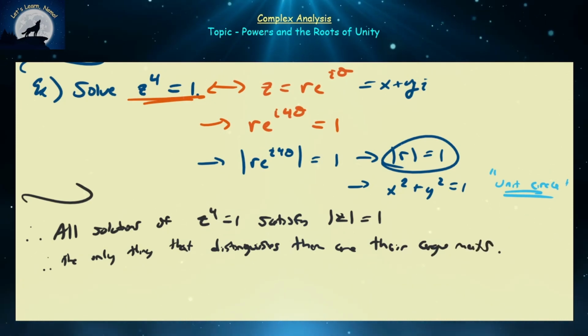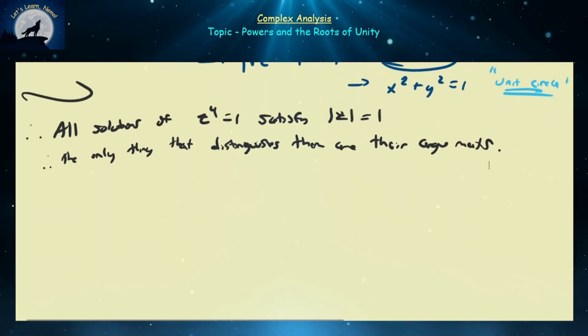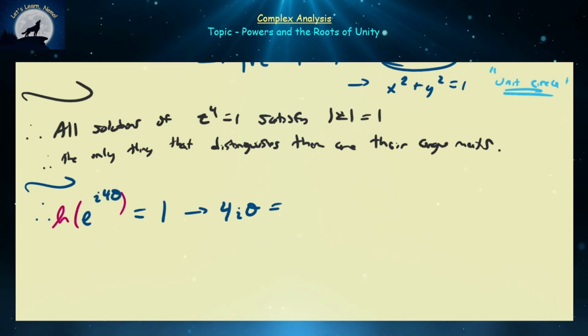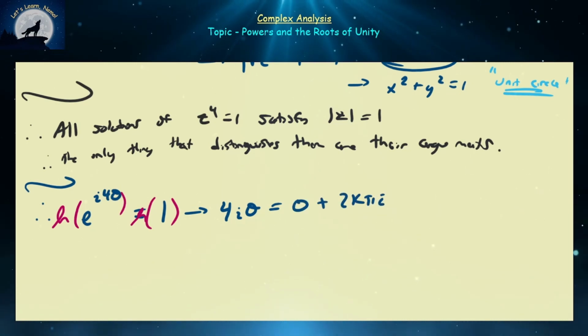It's the only thing. So we have the norm, we just need their arguments, and then we know exactly where they're located. So let's figure out what their arguments are. So that means e to the i4θ must be equal to 1, which means that 4iθ must be equal to, so take the log of both sides of this expression, and don't forget the periodicity of the exponential. So it's going to be 0 plus 2kπi, where k is an integer.